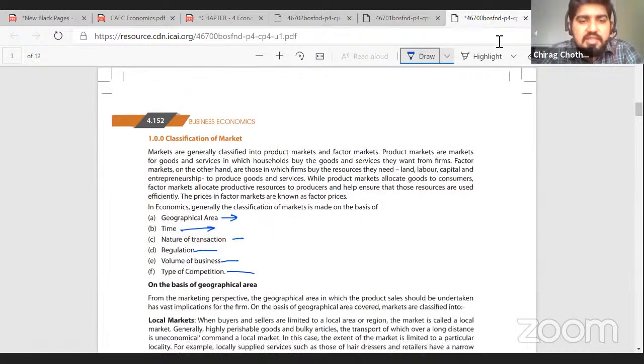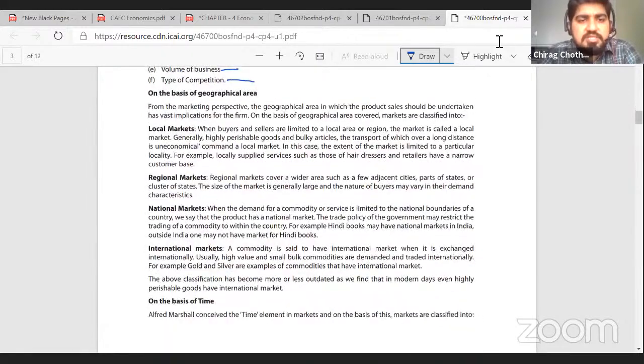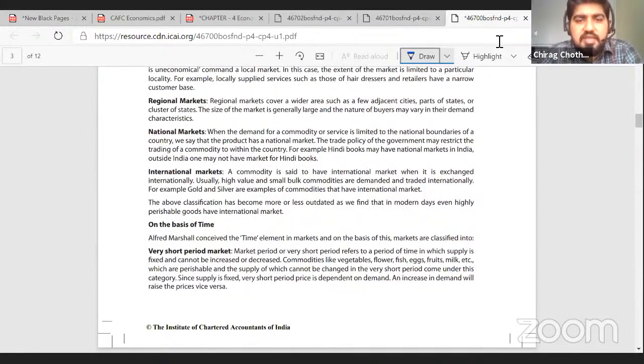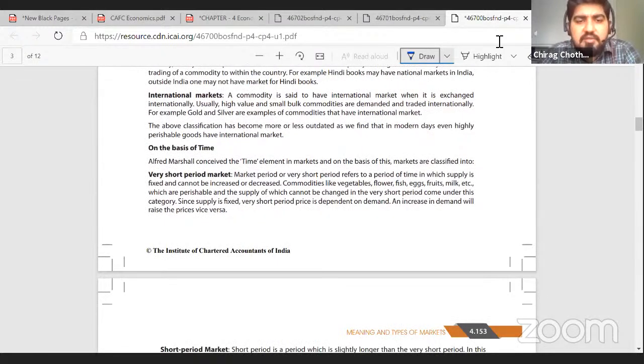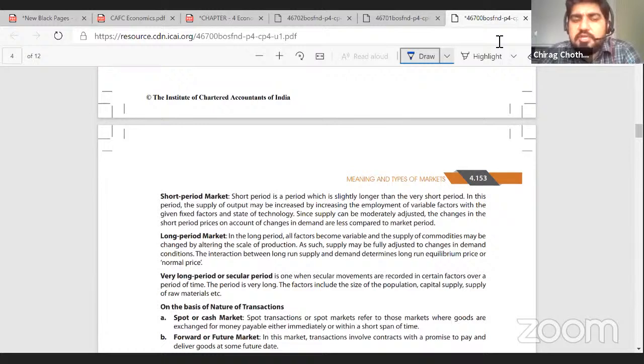Then later on, let's go ahead to the next part, that is basis of time. On the basis of time, my friends, it can be very short period market, it can be short period market, it can be long period market, or it can be very long period market. Now, students, MCQ can be placed here. There are different kinds of MCQs based on the time element or time period which they ask. So very short period market means what? Nothing can be changed. It is especially the market for perishable goods where you can change nothing, right? Everything remains fixed, constant. Nothing can change. It is called as very short period market.